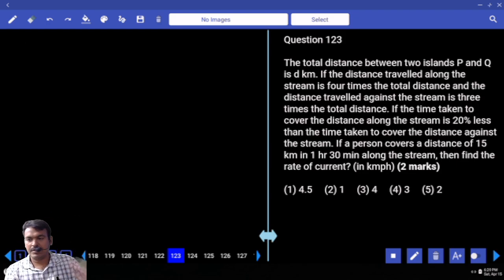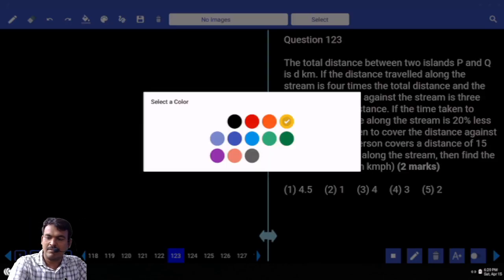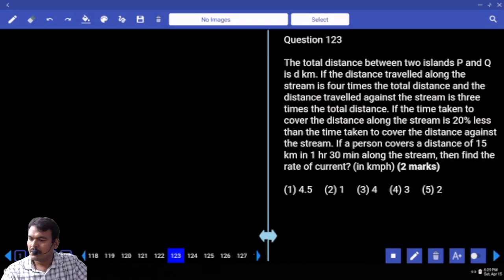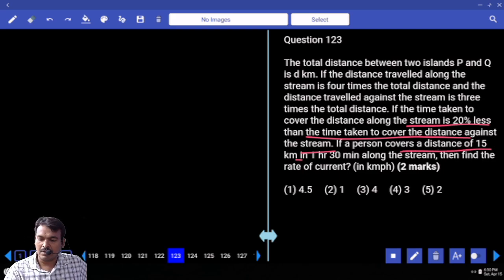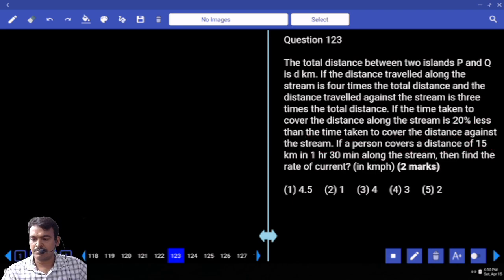The distance between two islands P and Q is d kilometers. If the distance traveled along the stream is 4 times the total distance and the distance traveled against the stream is 3 times the total distance, and the time taken to cover the distance along the stream is 20% less than the time taken to cover the distance against the stream, and a person covers a distance of 15 kilometers in 1 hour 30 minutes along the stream, find the rate of the current.